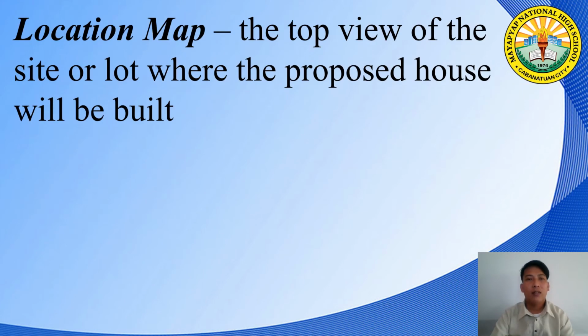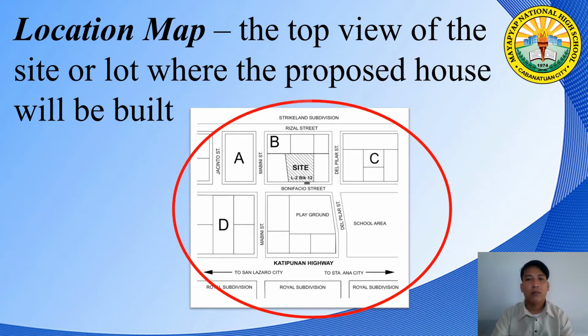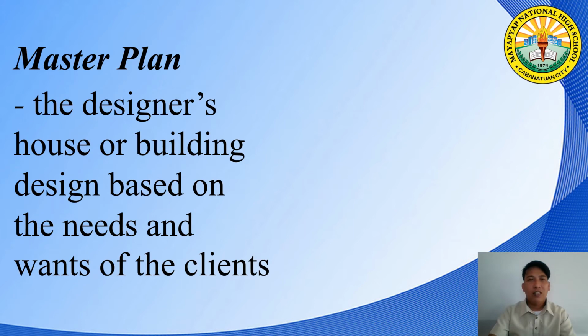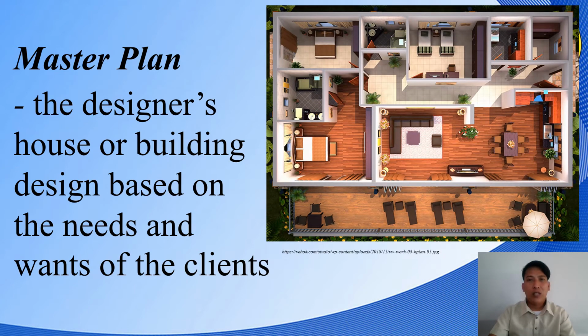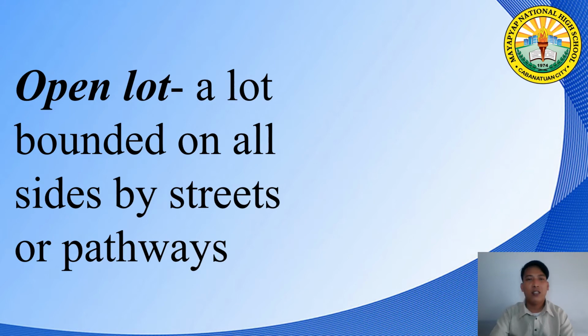The next is location map. The top view of the site or lot where the proposed house will be built. Next is the master plan. The designer's house or building design based on the needs and wants of the clients. Open lot. A lot bounded on all sides by streets or pathways.